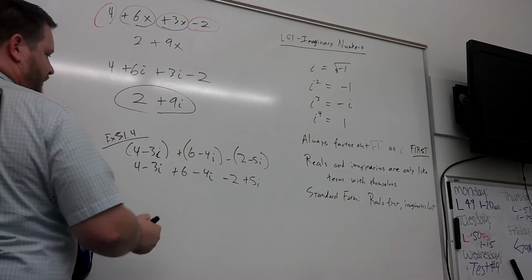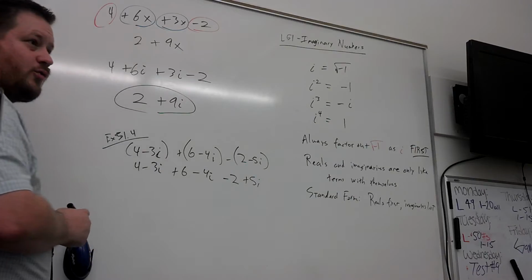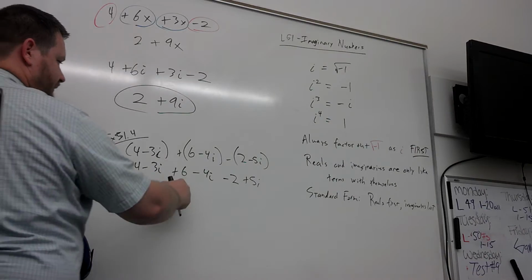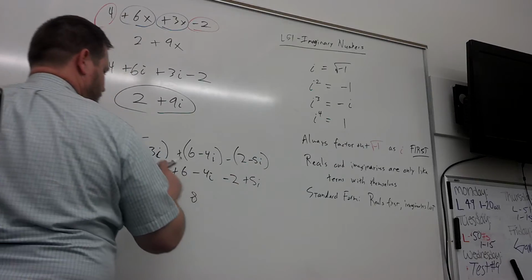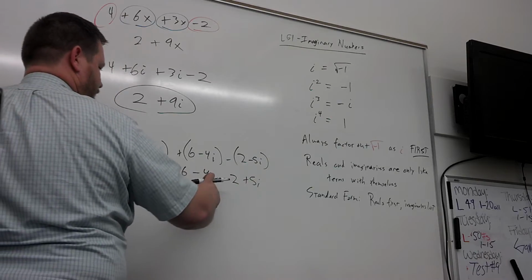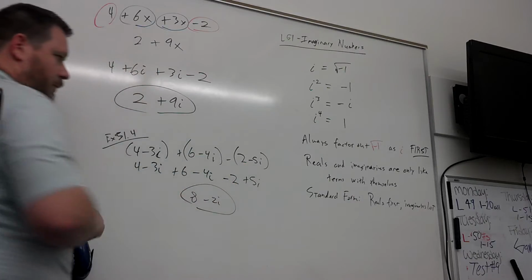So just like before, real, imaginary, real, imaginary, real, imaginary. We can combine all the reals. 4 plus 6 is 10, minus 2 is 8. Minus 3i minus 4i is minus 7i, plus 5i is minus 2i. And there we go.